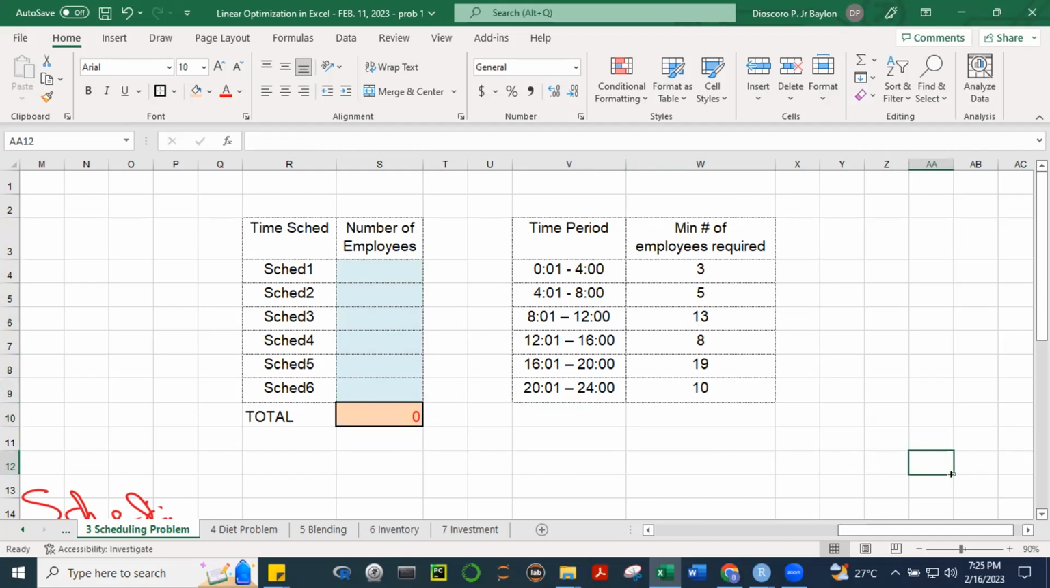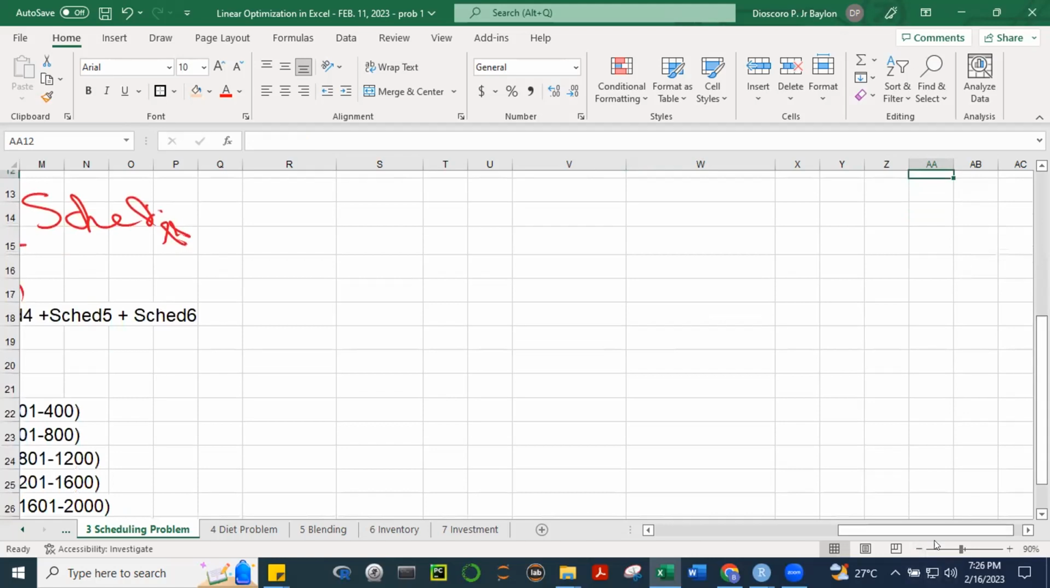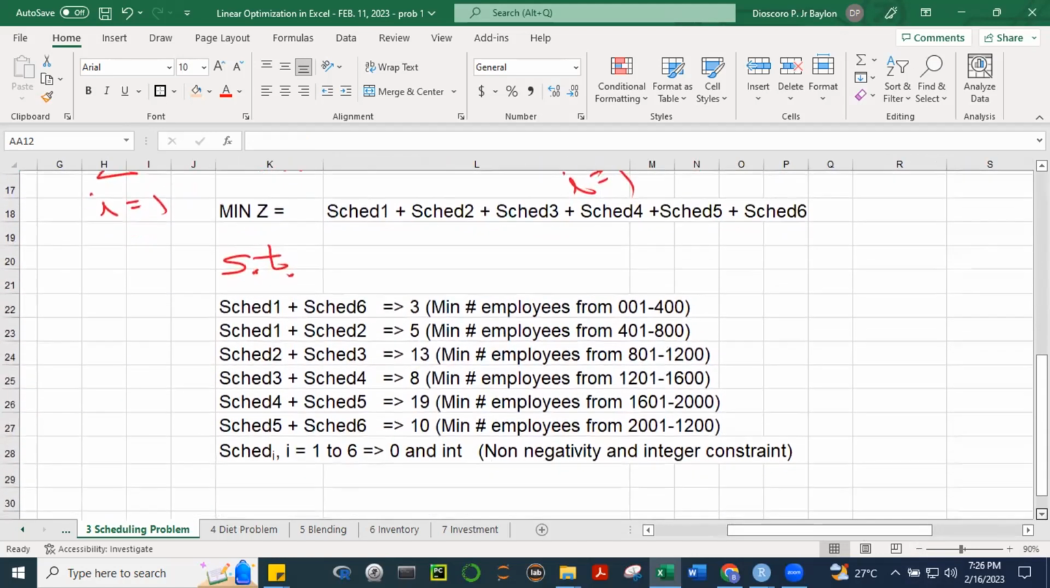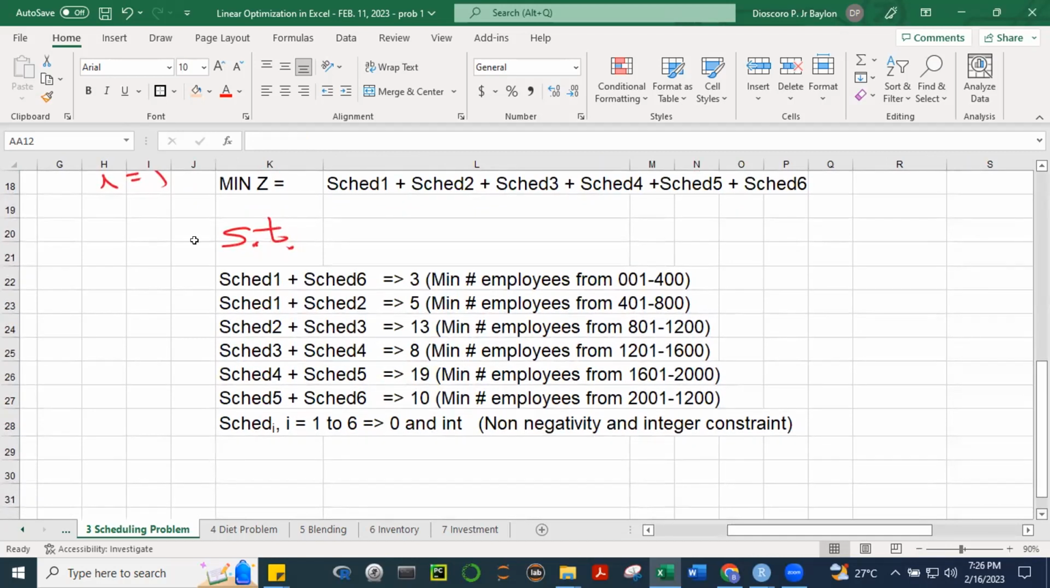Okay, and then I'll give you a few minutes, class, to set up your objective and your left-hand side for your constraints. If we look at this once again, this is our left-hand side. This one, schedule 1 plus schedule 6, should be greater than or equal to 3.